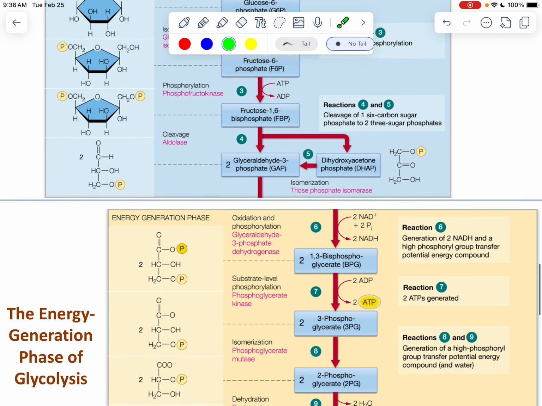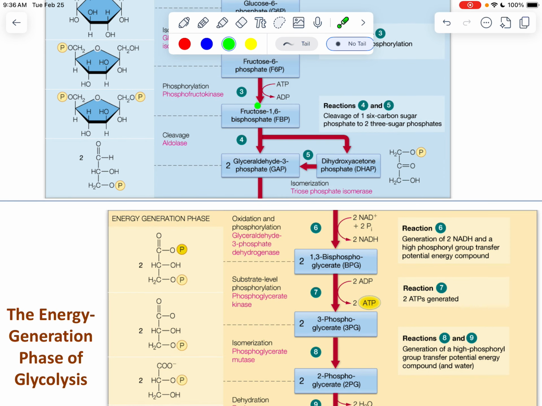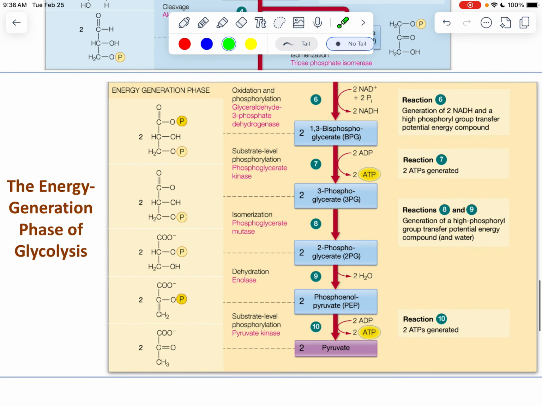Oh, real quick, look up here. As we come down through this phase, we end up with 2 of these smaller 3-carbon molecules, okay? Glyceraldehyde 3-phosphate. So as we move into the energy generation phase, each of these reactions is essentially happening twice, right? I have 2 of these going to 2 of those to 2 of those, and so on and so forth. Okay, we will see as we come down here, we're getting ATP out during that energy generation phase.